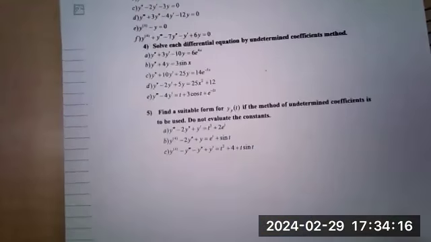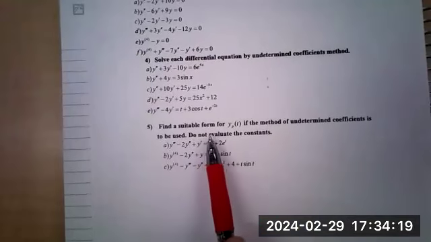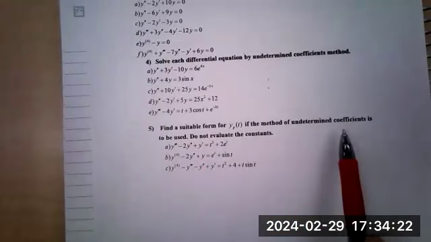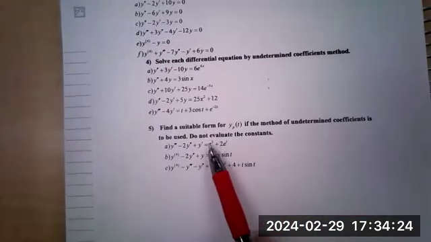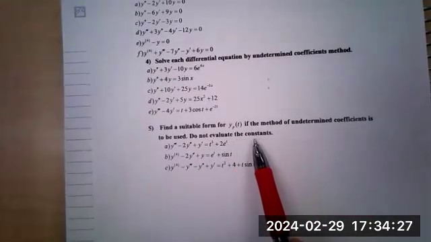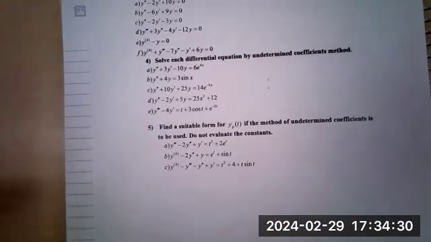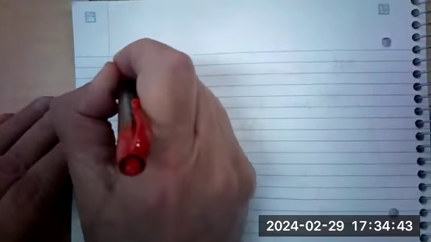This is the easy case. Now, the other question of this type is where we ask only for the form of the yp. Look at the expression that we have in number 5: find a suitable form for yp if the method of undetermined coefficients is used. Do not evaluate the constants, so you don't have to find the A, B, C. Just do it. There are a couple of points about these. These are going to be mostly higher-degree homogeneous equations. So let's check number 5.